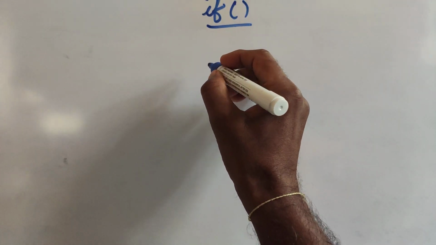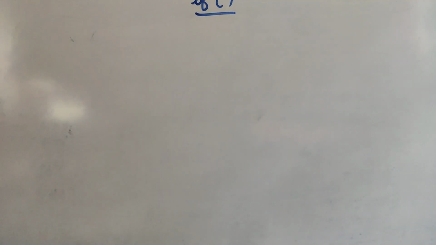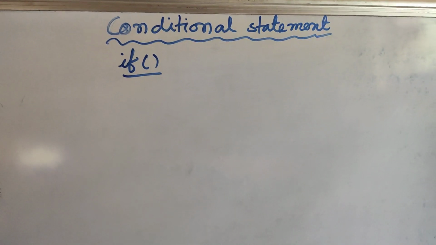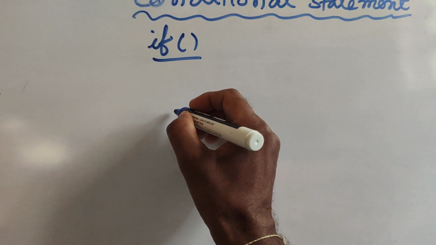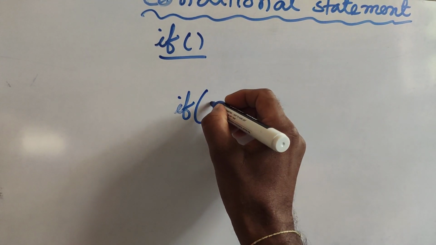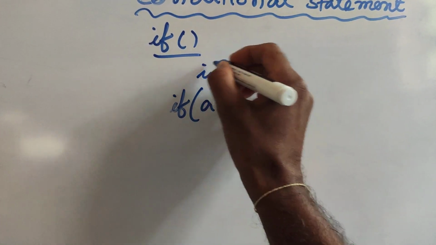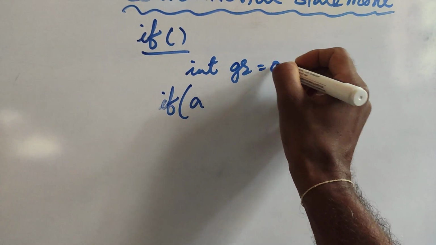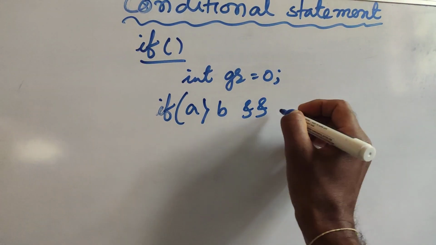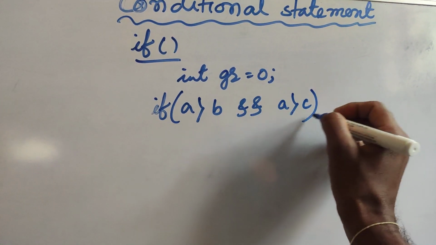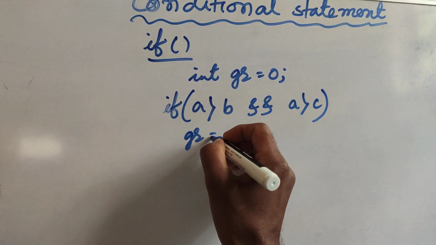Now see, if with logical operators. Suppose a program like this: input three numbers and display the greatest number or smallest number by using if statements. In that case, suppose I am taking a third variable here, say gr, equal to: if A greater than B and A greater than C, gr equal to A.